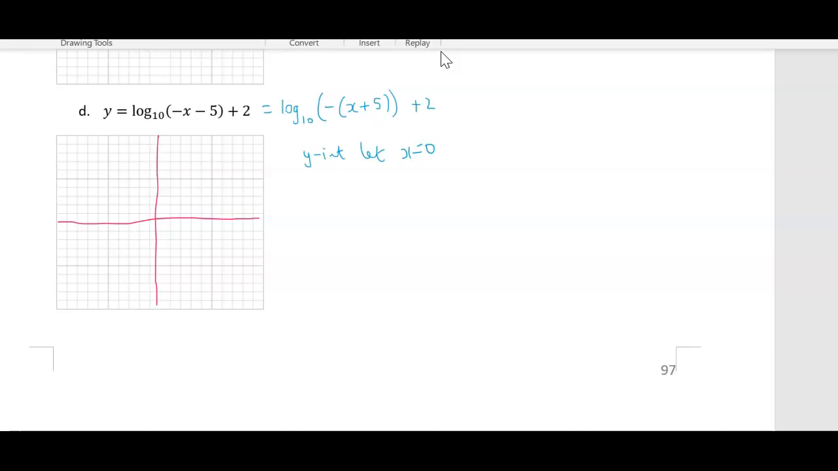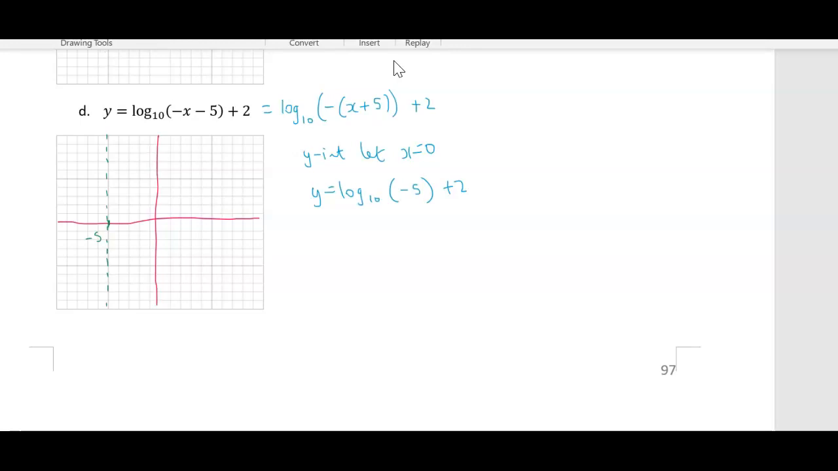So when I let x equal 0, I'm left with y equals log base 10 of -0 minus 5, so just minus 5, plus 2. Your argument cannot be negative. So therefore, you should say, well, that can't exist. So what is actually happening here? Oh, my asymptote is at -5, which is what we knew. But it's been reflected. That's why we don't have a y-intercept.